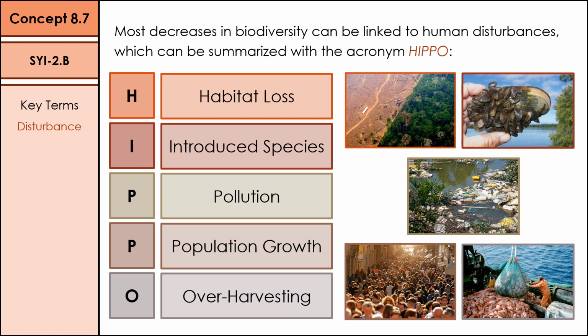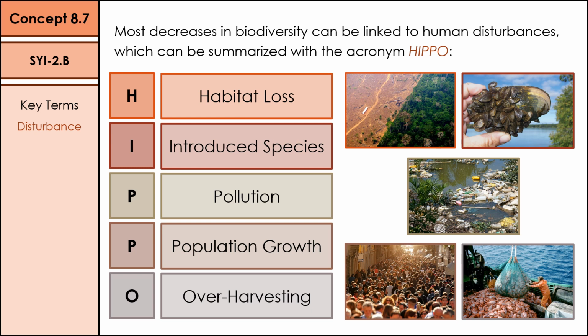We like the acronym HIPPO, and some scholars will also add in additional things to this acronym, but this is an acronym coined by E.O. Wilson, who is a notable ecologist. HIPPO stands for H, habitat loss. So when we clear entire forests for logging operations, or when we increase the size of our cities, we see that habitat loss.